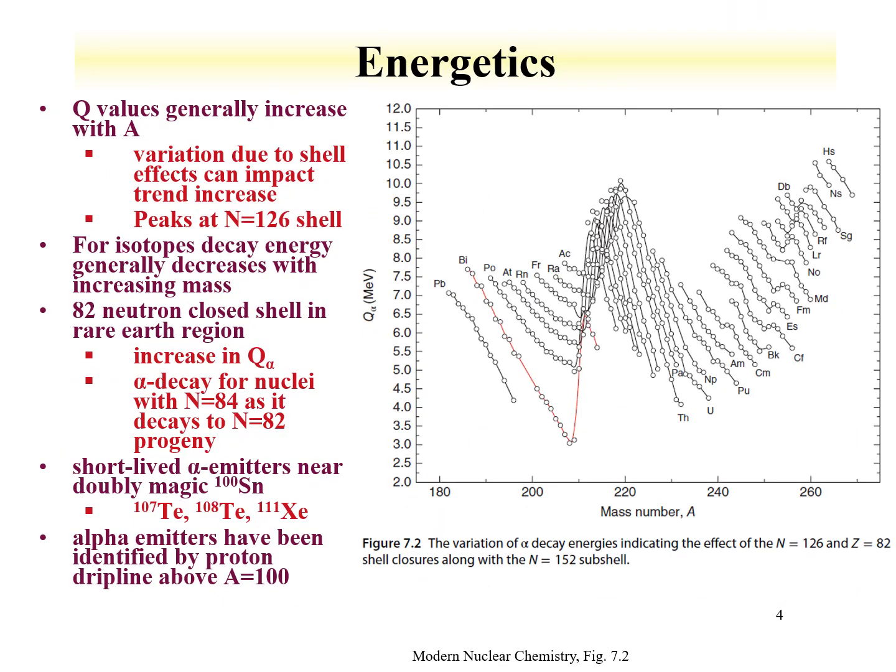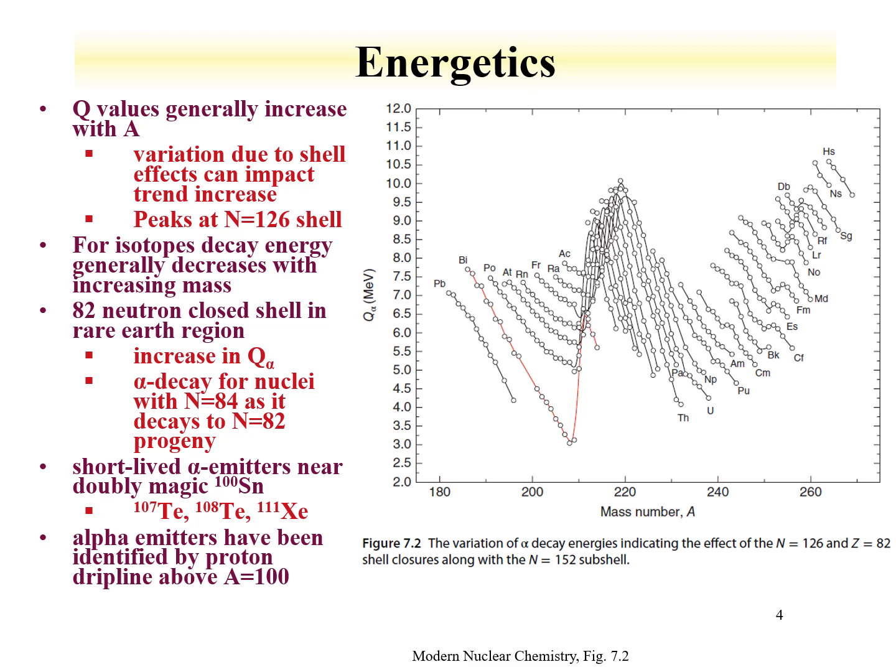There are some trends that can be observed with the Q value energetics for alpha decay. One is that the Q value generally increases with A. So if we look at all the isotopes together and we increase A, we see a general trend that as A goes up, the Q value increases.